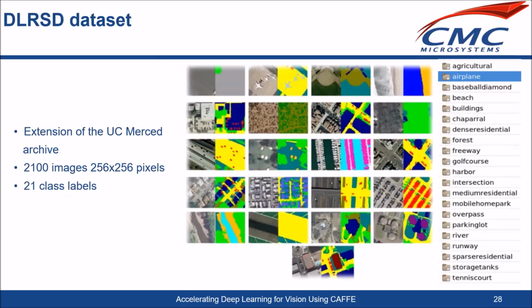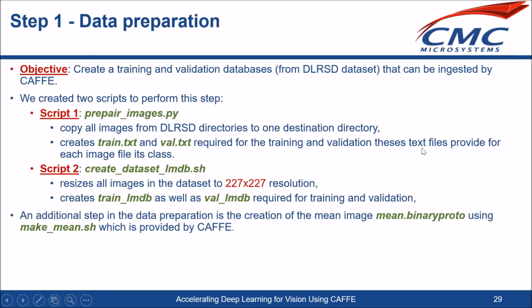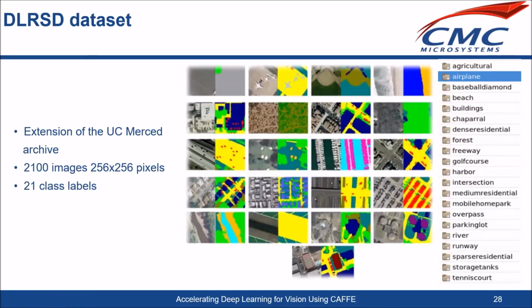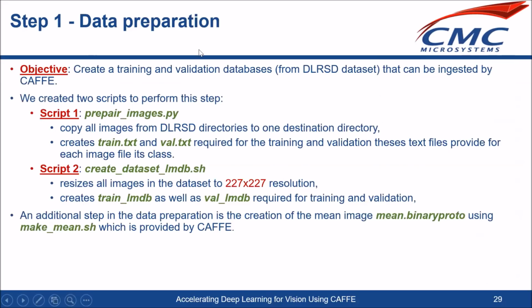In the context of the project, we have selected a database called the RSD database, which is an extension of the UC Merced archive. It contains 2,100 images. Each image has a resolution of 256 by 256 pixels, and there are 21 class labels. These are the different classes that we start with for this project. The first thing is to prepare this data for training, so we will deliver with this webinar some reference design and scripts on how to do that.